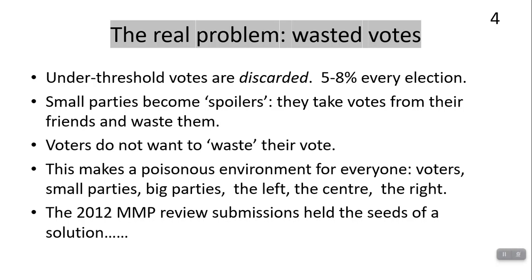So just a reminder about those wasted votes. Under-threshold votes are discarded, 5 to 8% of party votes every election. Small parties become spoilers. They take votes from their friends and waste them, so they don't have too many friends. And voters don't want to waste their vote, as we hear so often. This makes a poisonous environment for everyone: voters, small parties, big parties, the left, the centre, the right. But the 2012 MMP review submissions held the seeds of a solution.